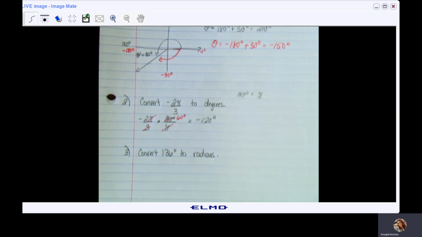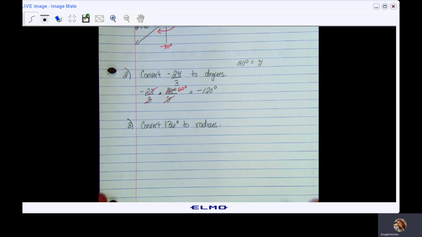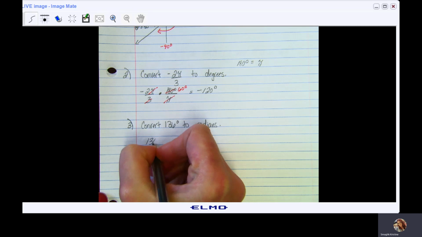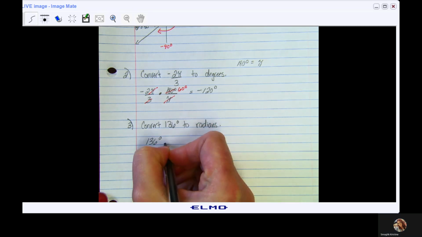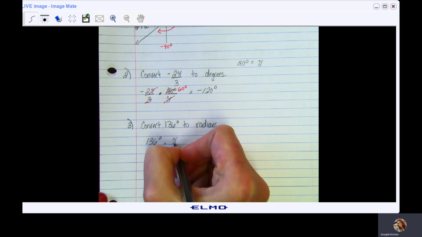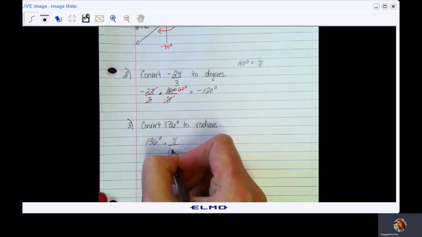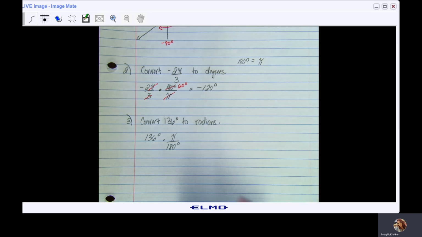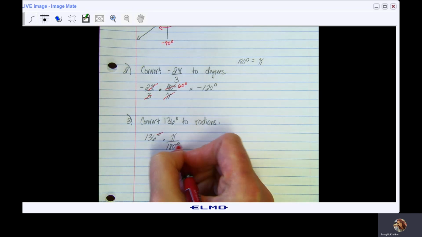Now let's go the other way. Let's convert 136 degrees to radians. So I start out with 136 degrees times, I want radians, so I'm going to put that in the numerator, and I'm trying to get rid of degrees, so degrees goes in the denominator. And now your units cancel out, degrees cancel degrees.